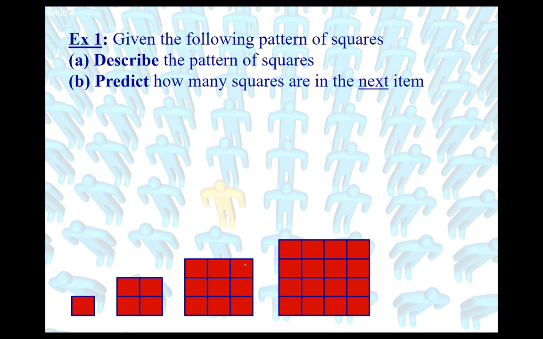Now, let's look at something a bit more complicated. It says, given the following pattern of squares, describe the pattern of squares and then predict how many squares are in the next item. Okay. Well, easy enough to identify what we're starting with. So I would say starting with 1 square.